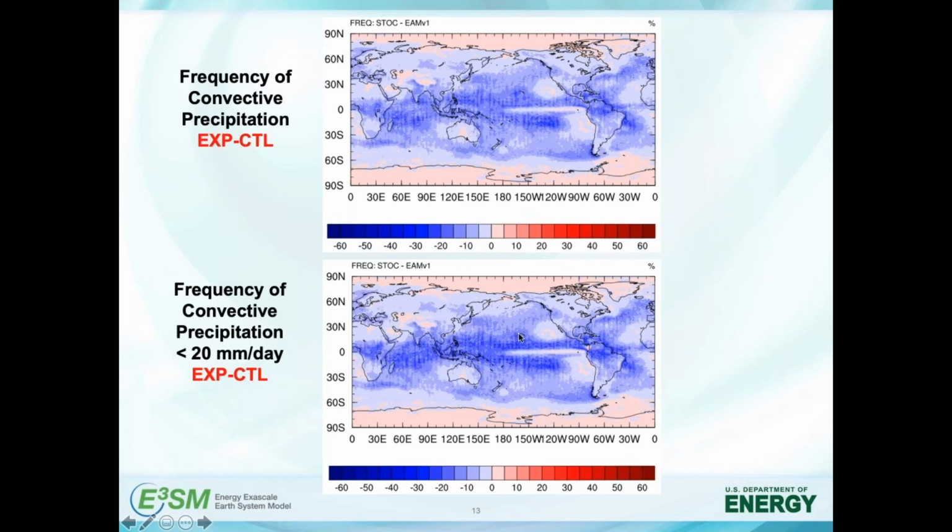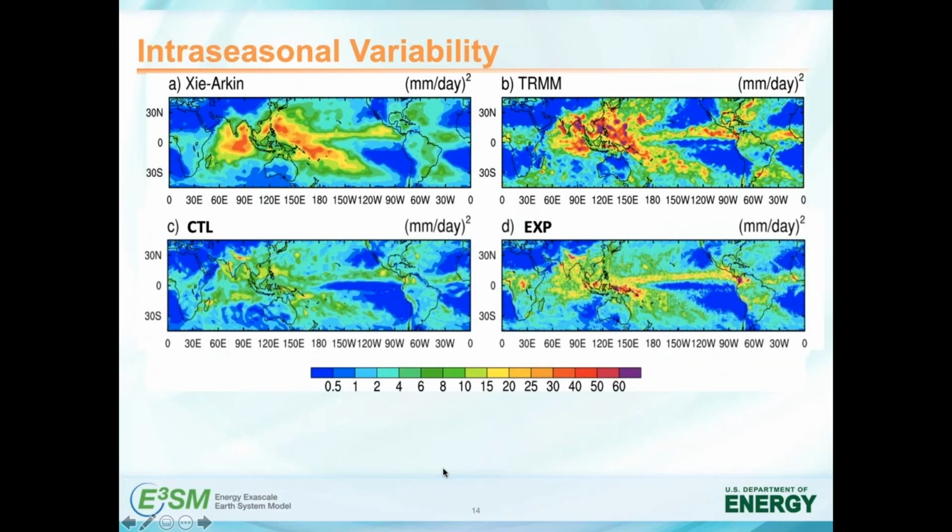And again, most of the reduction is in the light rain part, and the reduction of frequency is by as much as 20–30%. And then we also looked at the intraseasonal variability here. The variability is bandpassed by a 20 to 80 day bandpass.